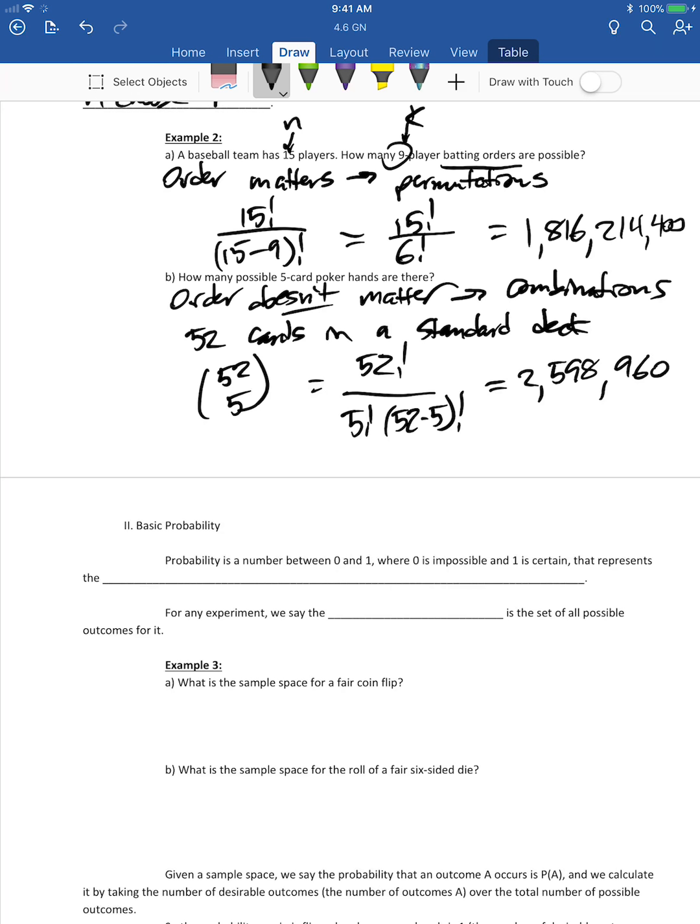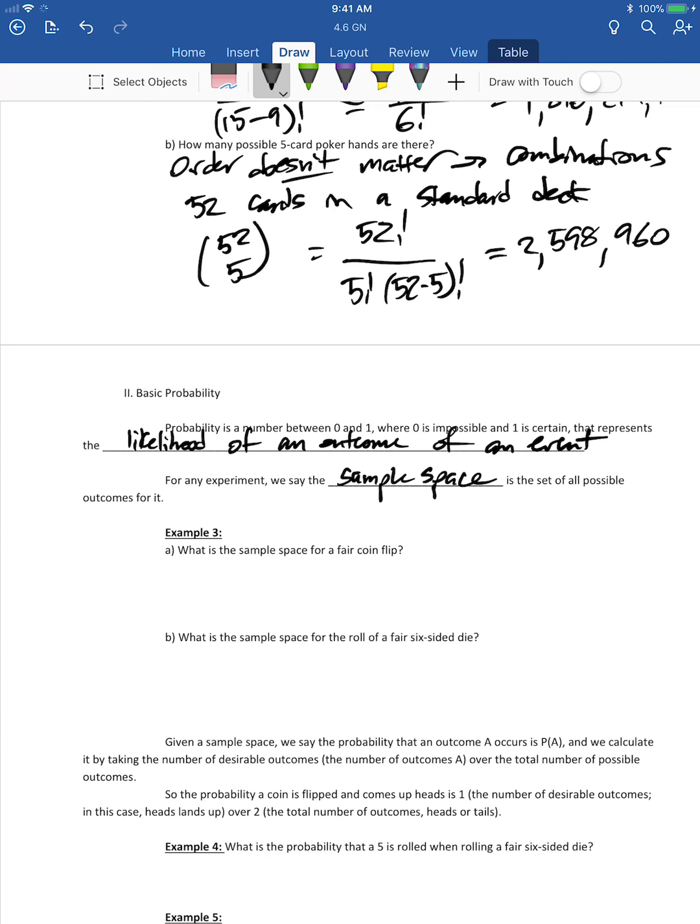Okay, so most of us are familiar with probability in a general sense. Probability is a number between 0 and 1, 0 being impossible, 1 being certain, that represents the likelihood of an outcome of an event. So for any experiment or for any event, we say that the sample space is the set of all possible outcomes for it. So I think it's more helpful to see some examples of what sample space means.